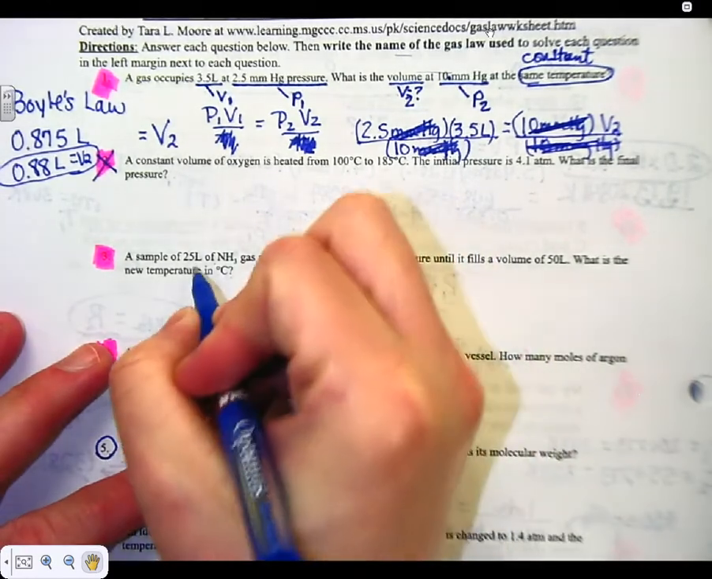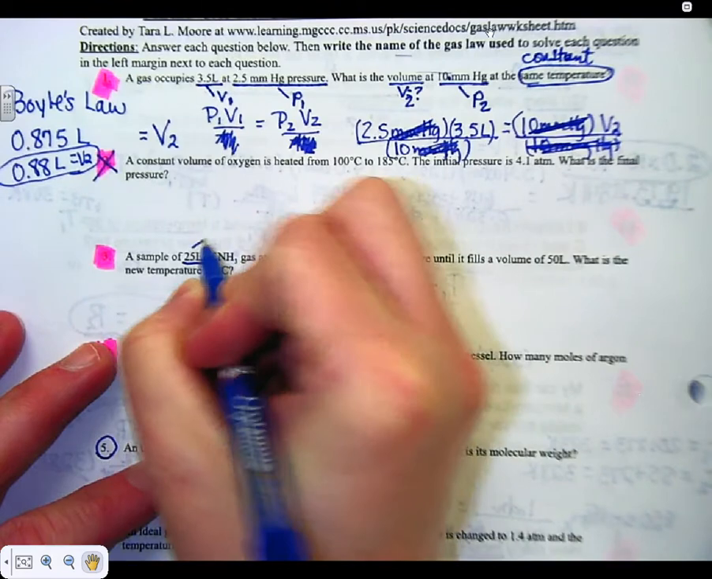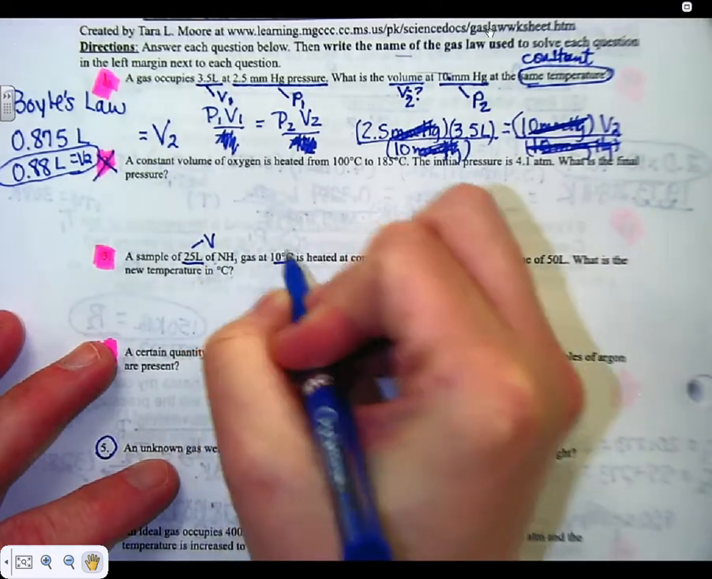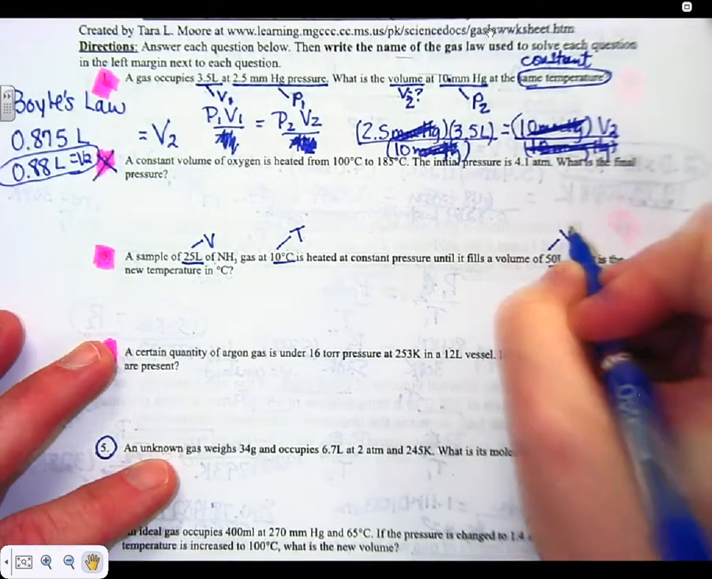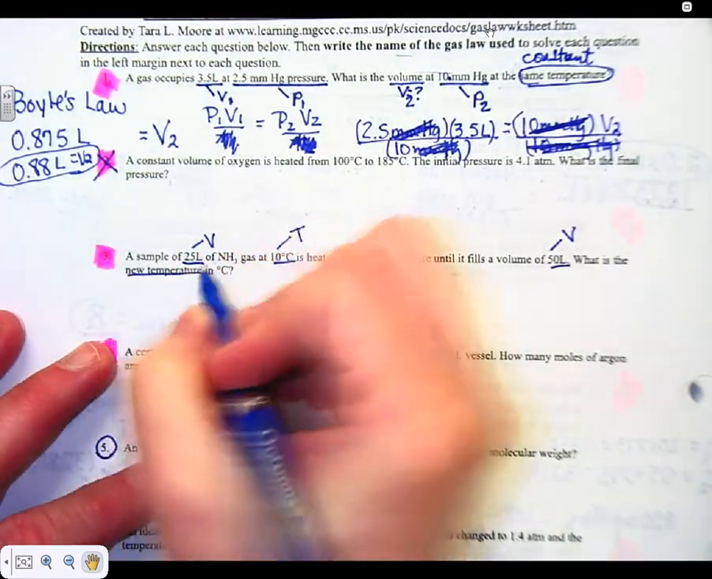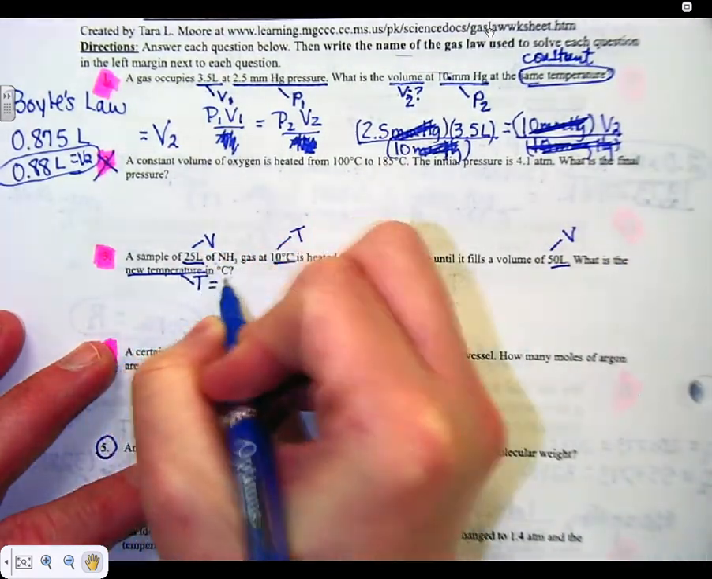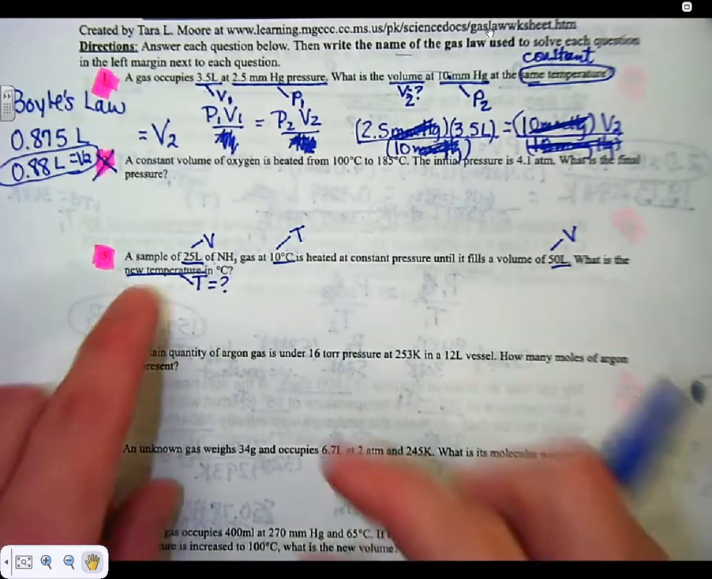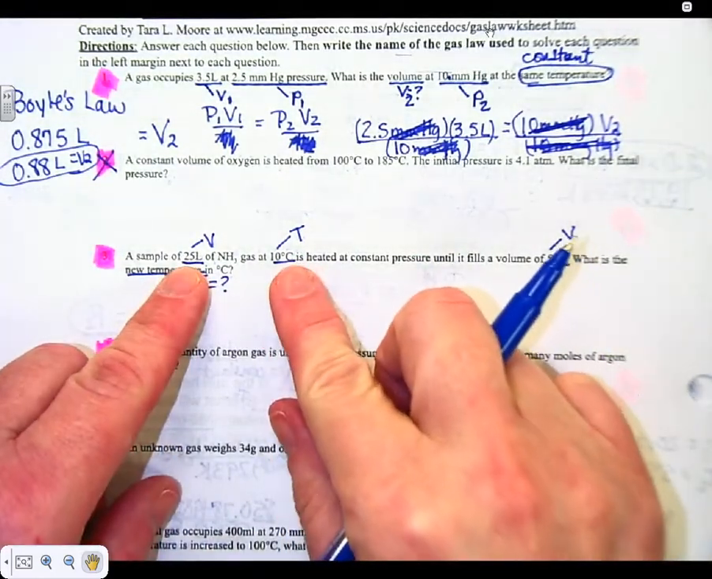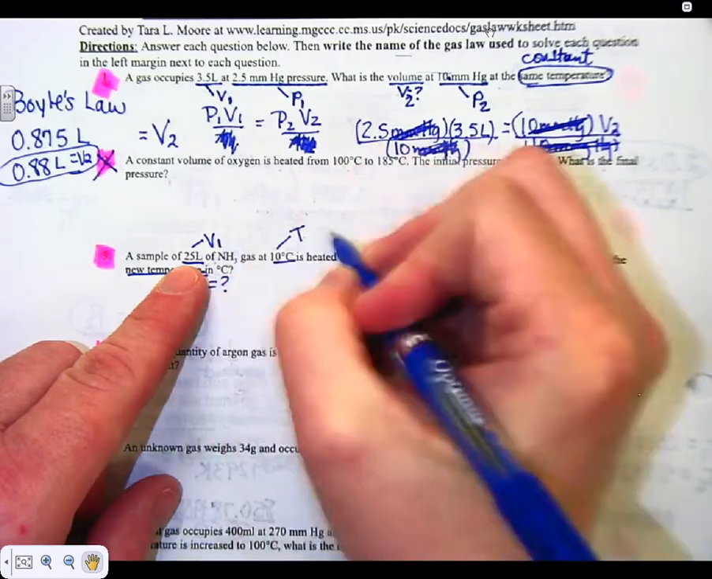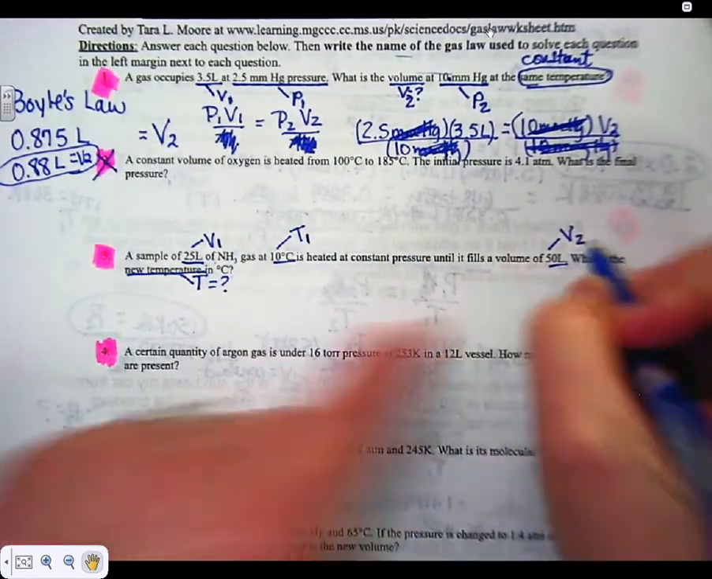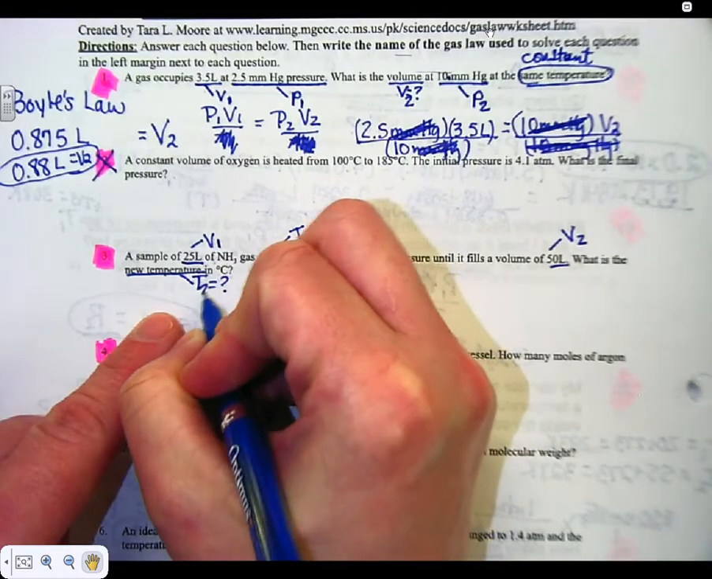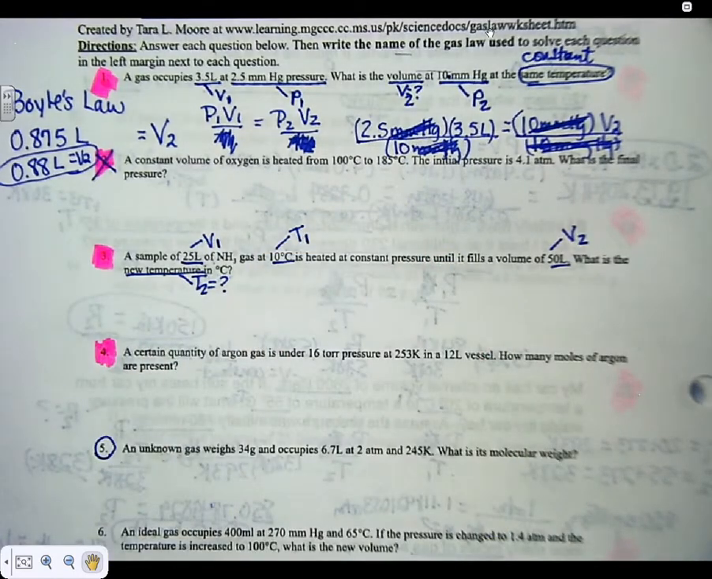So again, we have 25 liters, which we know is a V. We have 10 degrees, which we know is a T. We have 50 liters, which we know is a V, and we are solving for a new T. So that's what we're looking for. So this volume is at this temperature. So we're going to call those V1 and T1. And so then we're going to fill a new volume and we're going to look for a new temperature. So those would be V2 and T2.